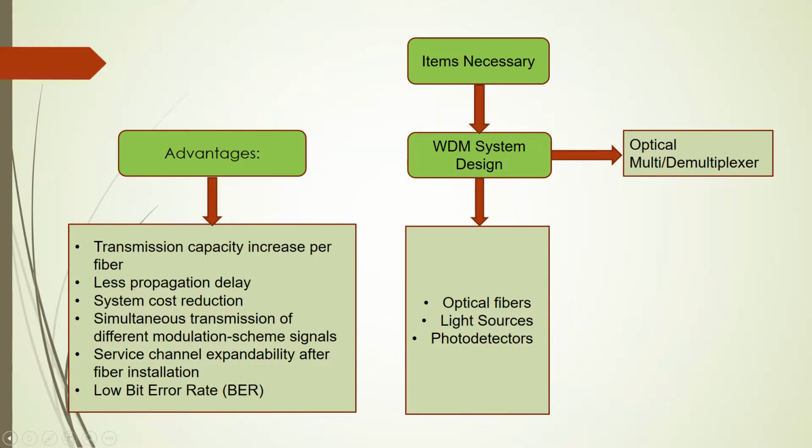And the items necessary for the wavelength division multiplexing are three. One is optical fiber, second is light sources, and the third is photo detectors. And from what we can see of the wavelength division multiplexing system design, there is one component that acts as the state of the art technology that can evolve from time to time, and that device is called the optical multiplexer or demultiplexer.